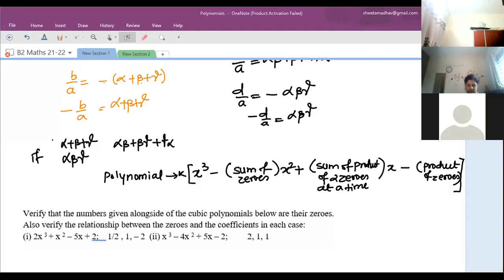Ma'am, how to do the 51st question? They have given that one of the zeros is 0, and you have to find the product of the other two. So use the second relation, alpha beta plus beta gamma plus gamma alpha. Consider alpha as 0, and you need to find the value of beta into gamma. What will it be? One second, I'm doing it.